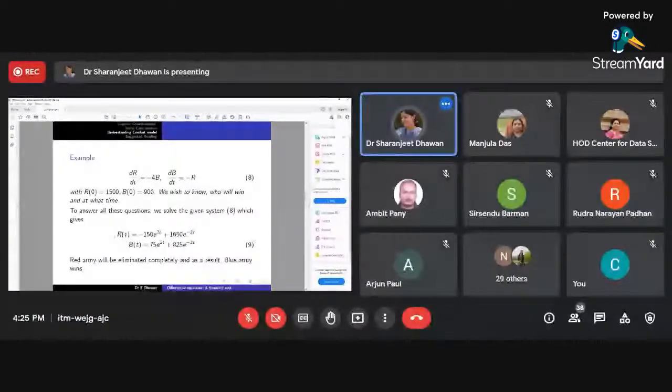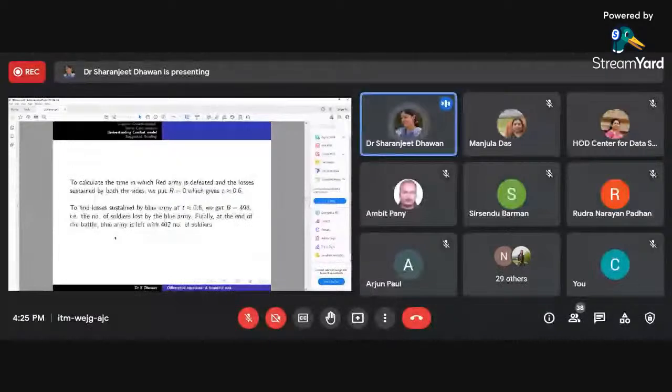To calculate the time in which red army is defeated and the losses sustained by both the sides, we put R equal to 0, then we get T as 0.6. Further, to find the losses sustained by the blue army at this time, we get B as 498. That is the number of soldiers lost by the blue army. And finally, at the end of the battle, blue army is left with 402 soldiers. This was a numerical example.